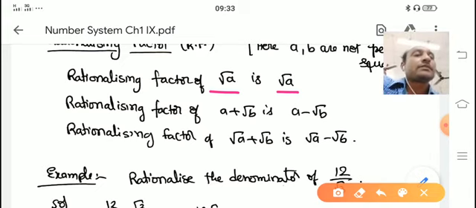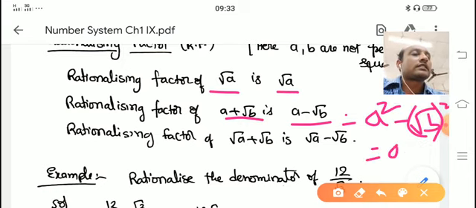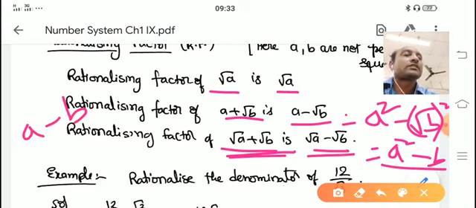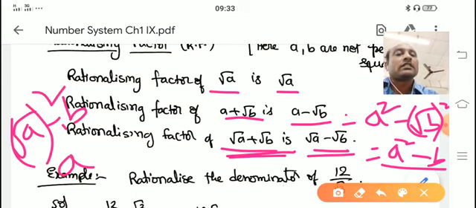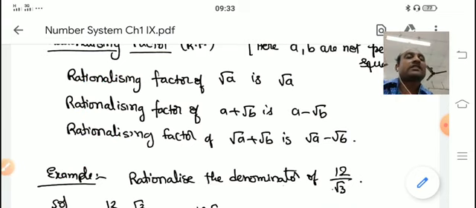Similarly, if I multiply a plus root b and a minus root b, using the a plus b into a minus b formula, I get a square minus root b whole square. So it is a square minus b. Now there is no root here, this is also a rational number. Similarly, root a plus root b into root a minus root b, I also get a minus b, because root a square is a, root b square is b. So rationalization is nothing but multiplying two irrational numbers to get a rational number.